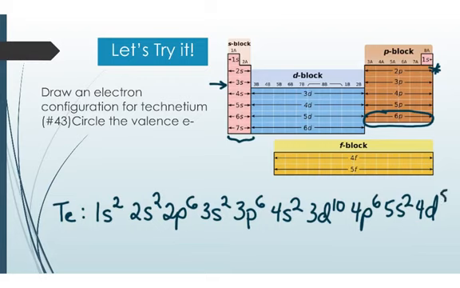And it takes us 5 electrons. So there is an orbital diagram for technetium. Let's circle those valence electrons. In this case, my highest number is a 5, so the 2 electrons in the 5s orbital will be my valence electrons.